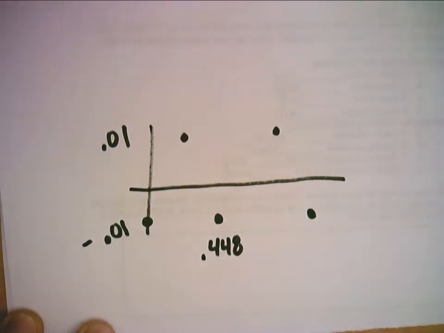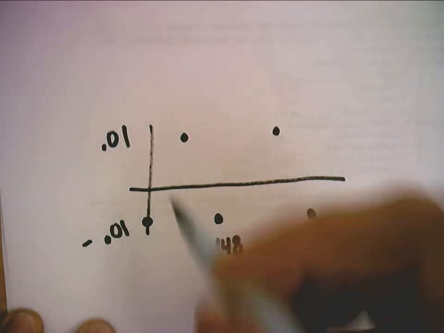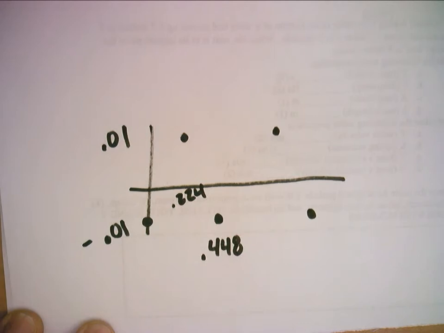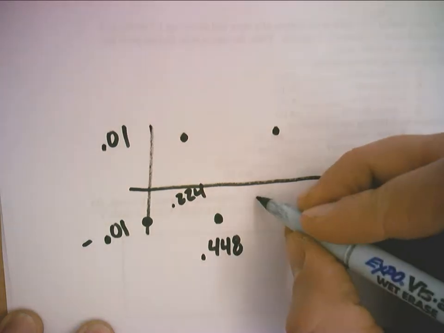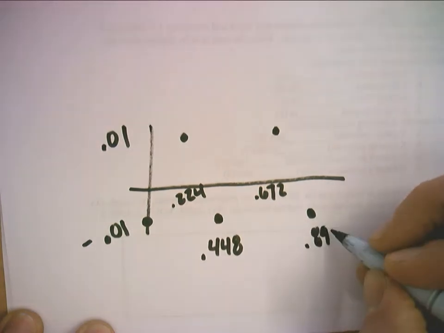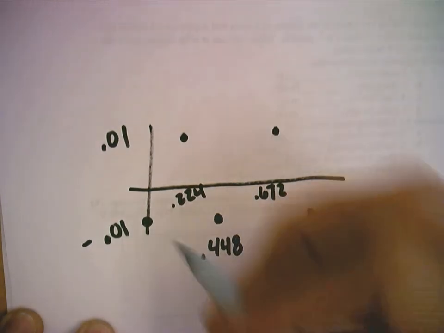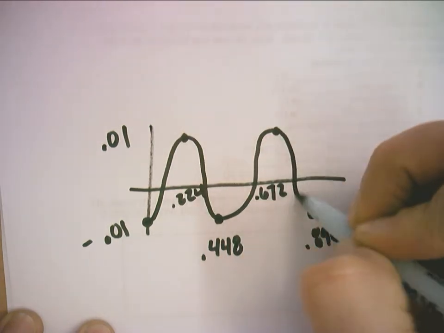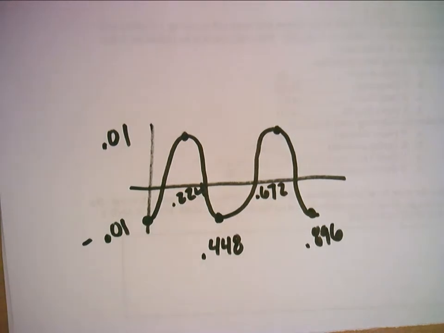And so half a period, 0.224, would be right there. And then we want to add 0.224 to 0.448, and we get 0.672. And then add another 0.224, 0.896. All we got to do is connect these dots to get our wave-like patterns. We get this sine or cosine curve that moves up and down.